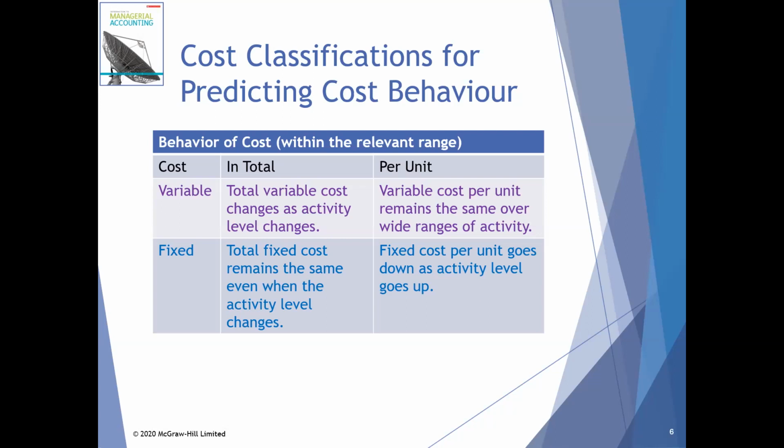Now, the cost classification for predicting cost behavior. So, the behavior of the cost within the relevant range. What it is saying is the cost variable and fixed, in total and per unit. If we talk about the variable cost in total, total variable cost changes as activity level changes. So variable cost will change when activities change.